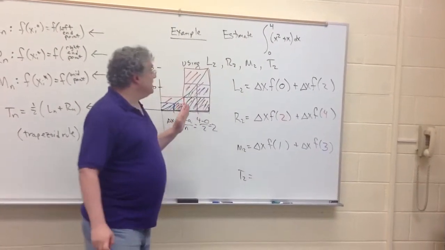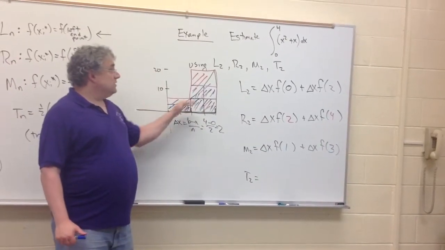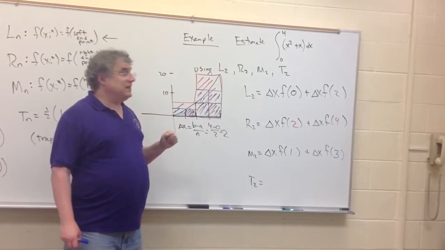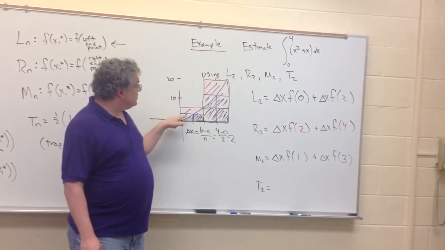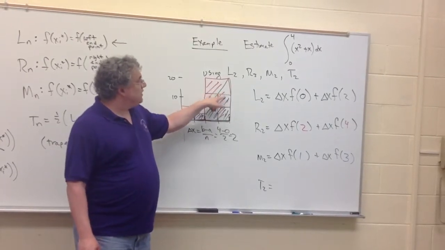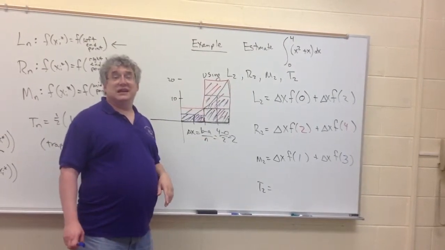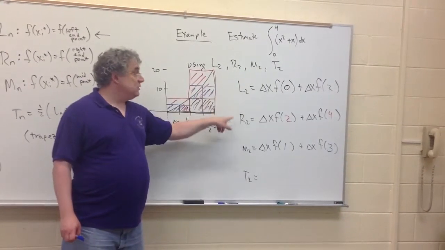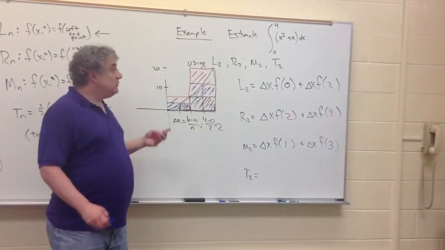So before we evaluate these, notice the black ones I had drawn. Definitely an underestimate. The red ones, definitely an overestimate. How about the blue? There's a little bit too much here, but a little bit too little there. A little bit too much here, but a little bit too little there. So maybe it's a better estimate than either of those. And lastly, we'll have the trapezoid average of these two. One's an over, one's an under, so maybe that's good.